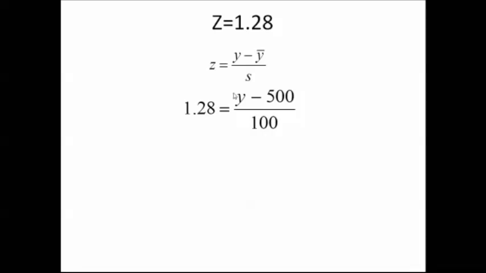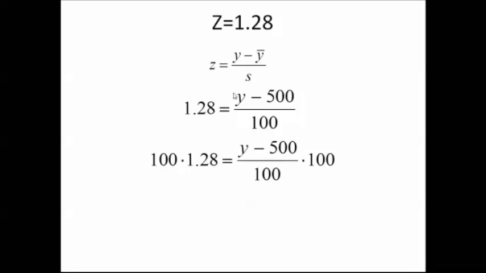The first algebraic step to get y alone is to multiply both sides by 100. Now on the right hand side, the 100s will cancel. On the left hand side, we need to determine what 100 times 1.28 is. 128 equals y minus 500. So 128 is 100 times 1.28. And of course, with the hundreds canceling on the right, we're left with y minus 500.